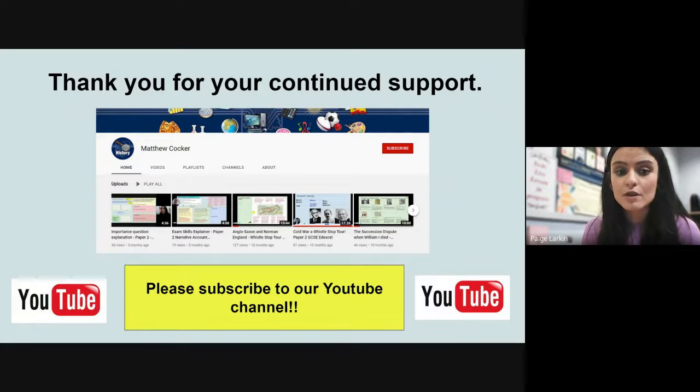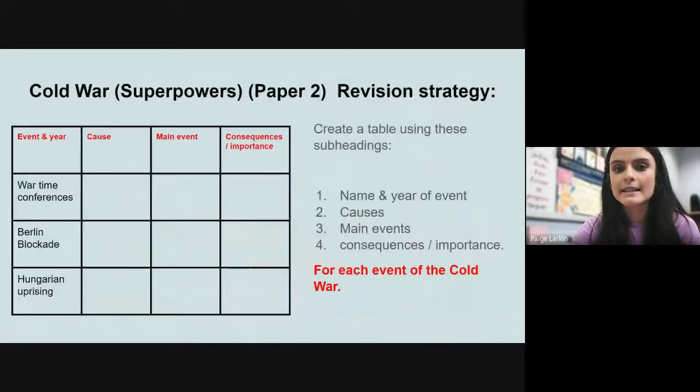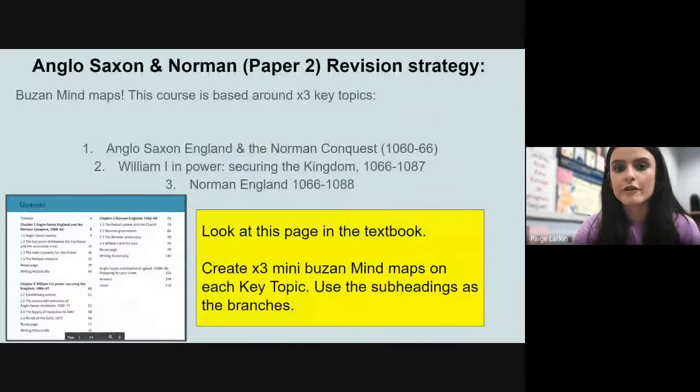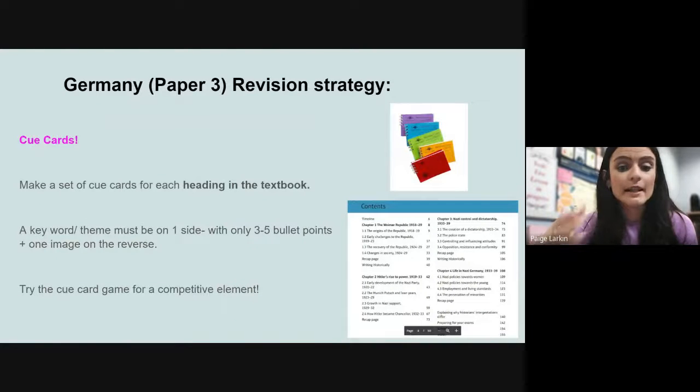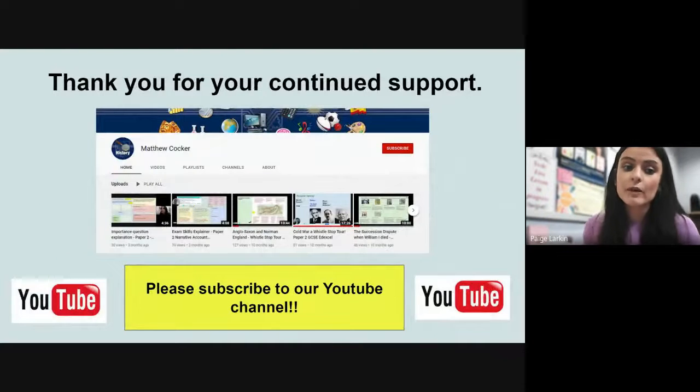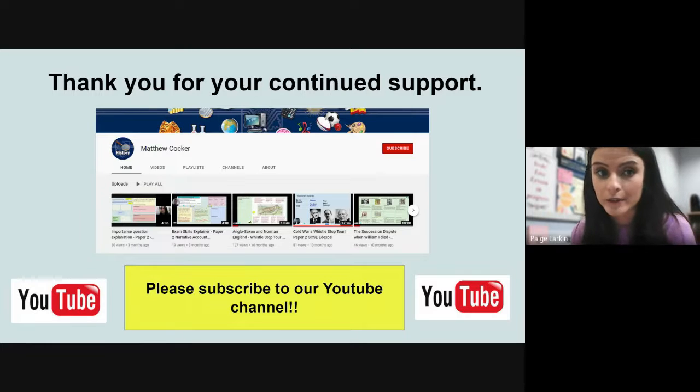So we know that lots of our students have already completed the Cold War table for revision. They've already done mind maps on Anglo-Saxon and Norman England, and they've already made cue cards. So now it's time for them to actually apply and use this knowledge to apply to exam questions using those booklets. So I also want to mention that they were handed out this week and also next week during their history lessons. If they don't have one of these practice booklets, please tell them to go to their history teacher. Obviously, they can come and speak to me directly as well.